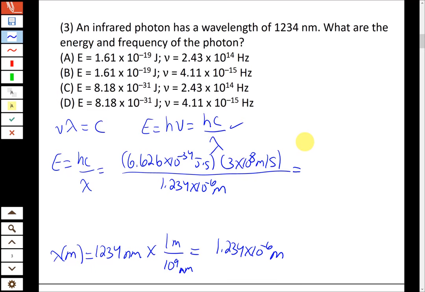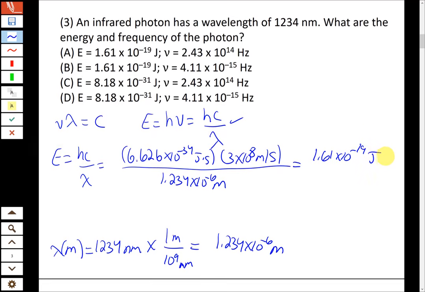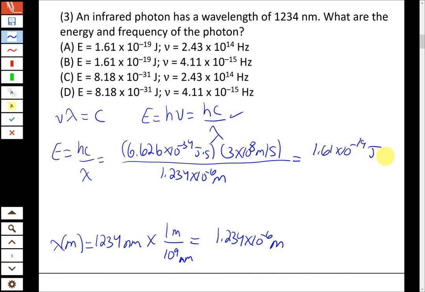Then what we should end up with is 1.61 times 10 to the minus 19 joules. A and B have that as the energy, so if we trust ourselves that we did it correctly, the answer is going to be either A or B. Then we have to find the frequency as well. So we'll solve for frequency, which is c over lambda. Same speed of light constant, 3 times 10 to the 8th, same lambda.